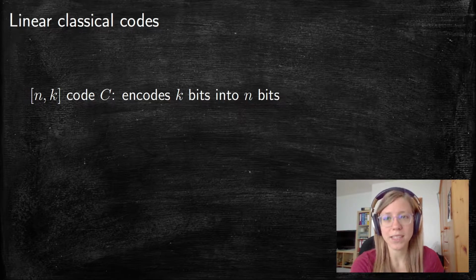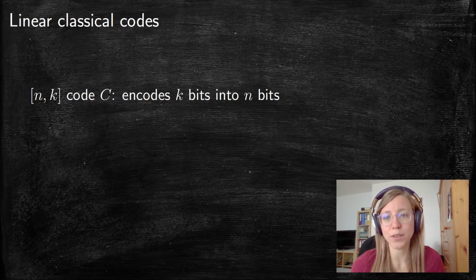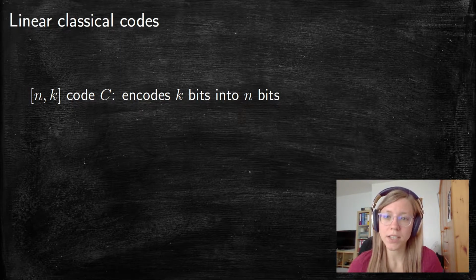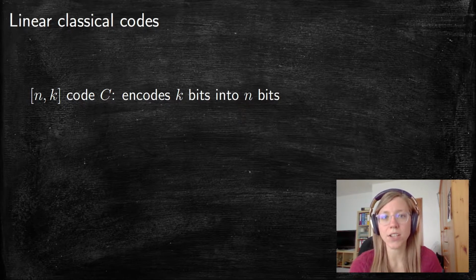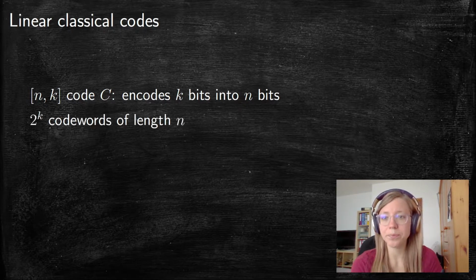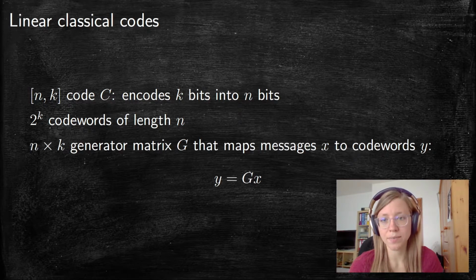So we begin with this. More precisely, we need to understand linear classical codes. These codes work as follows. The notation is that an (n,k) code, denoted C, encodes k bits into n bits. And of course, n is larger than k. The resulting code consists of 2 to the power of k code words of length n.